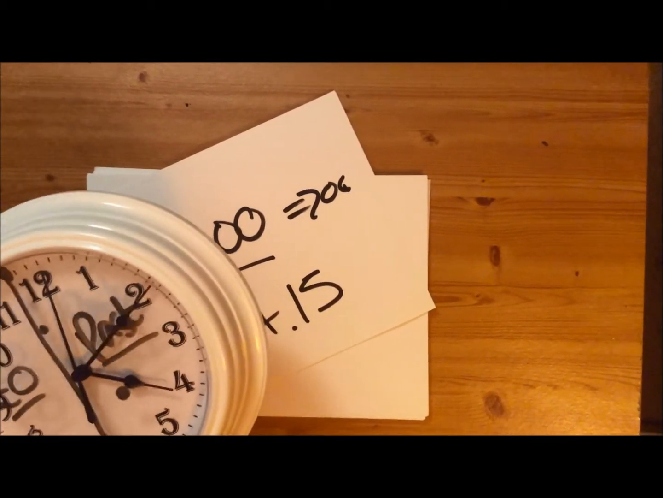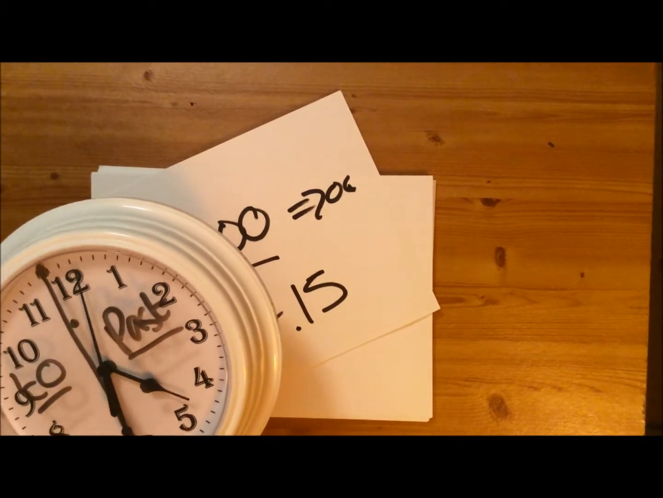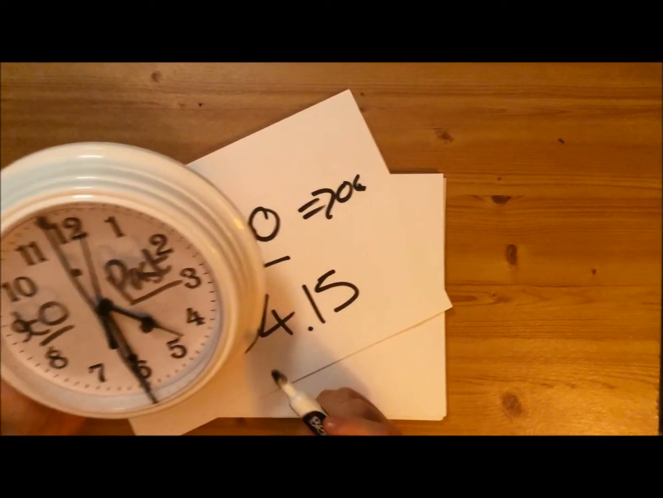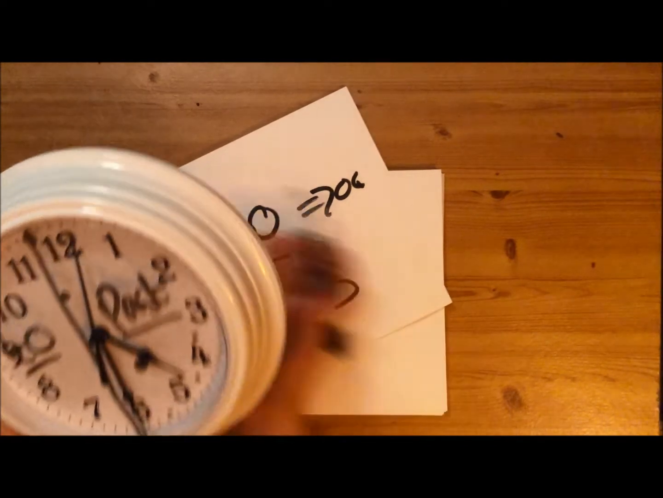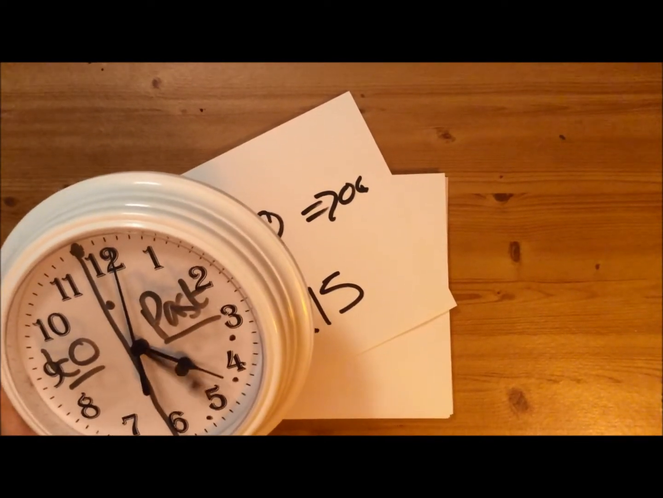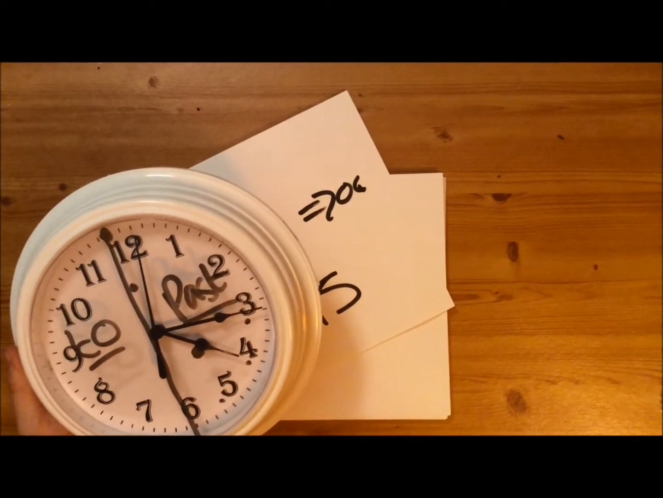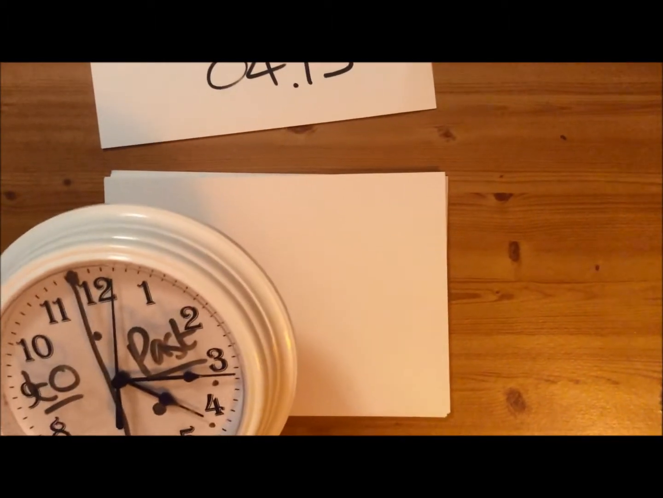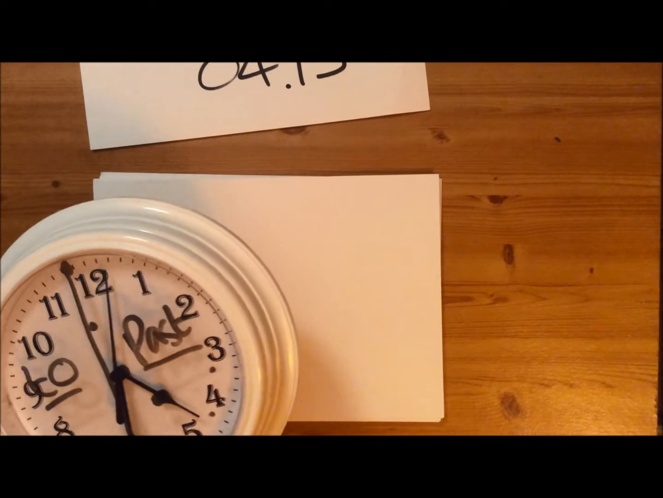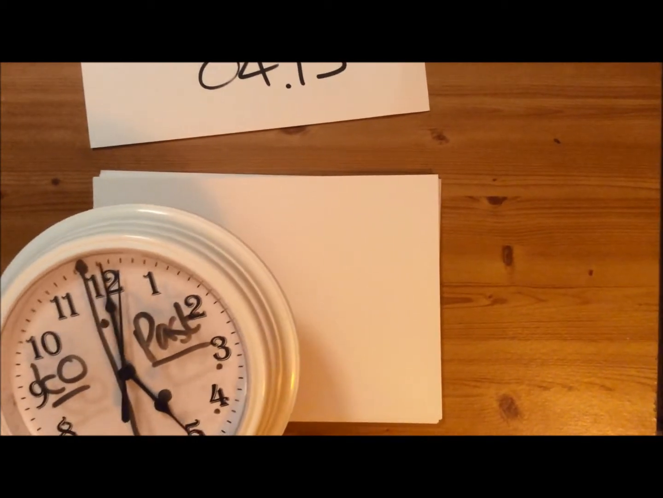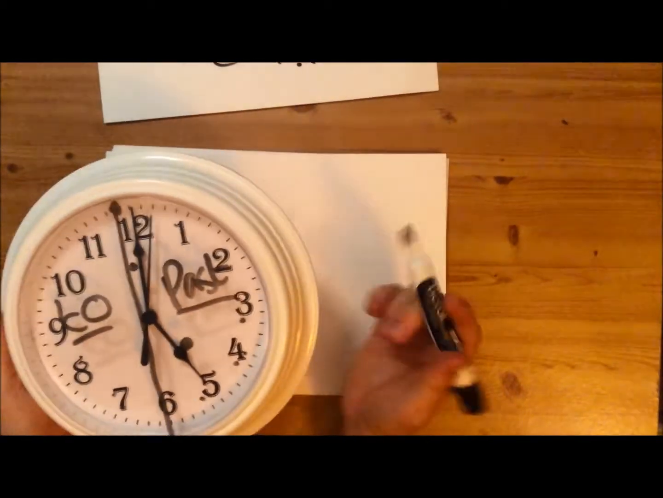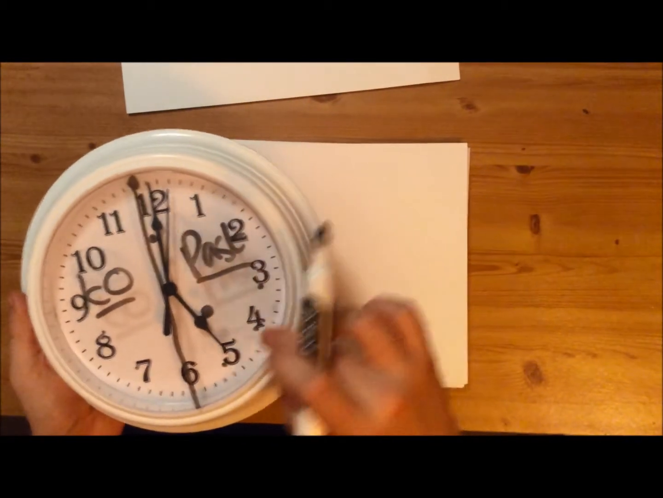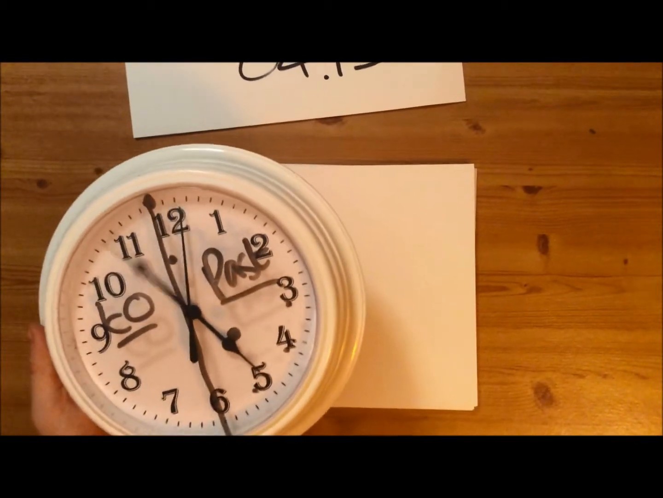Now, say we started on 4:30. If we were trying to find 15 minutes earlier, we would go 5, 10, 15, and we would be on quarter past. Next up, we're trying to find half an hour later. This time, let's start on 5 o'clock. Half an hour later is 5, 10, 15, 20, 25, 30.